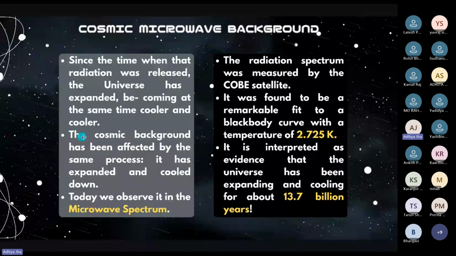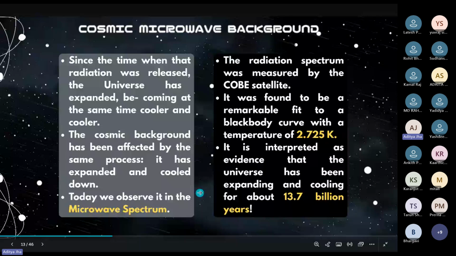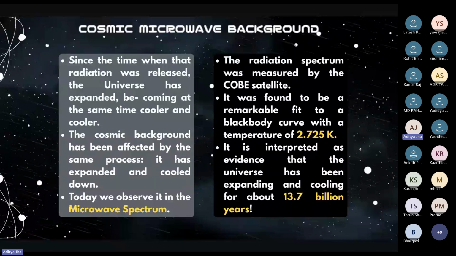So similarly, the cosmic background has also been affected by the same process. It has expanded and cooled down. And today we observe it in the microwave spectrum. So today you're observing the cosmic microwave background to be mostly in the microwave spectrum, right?